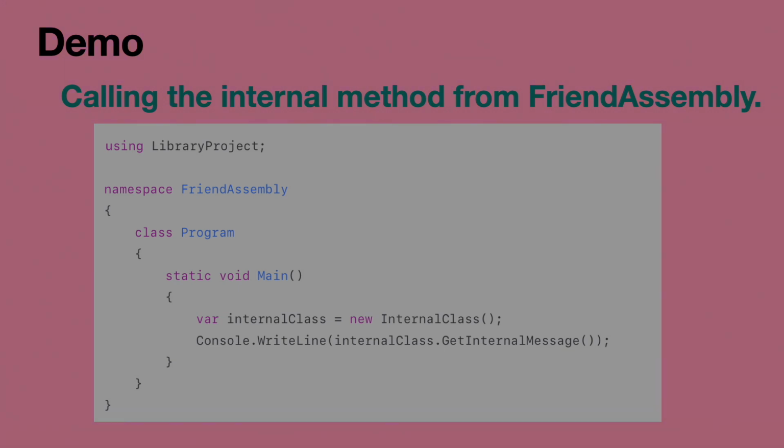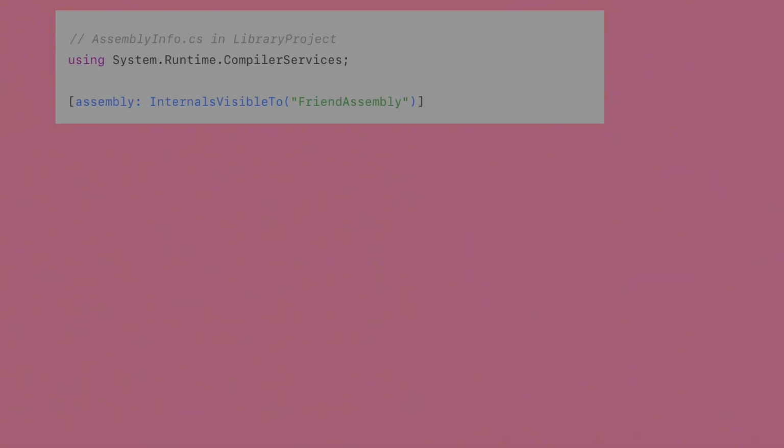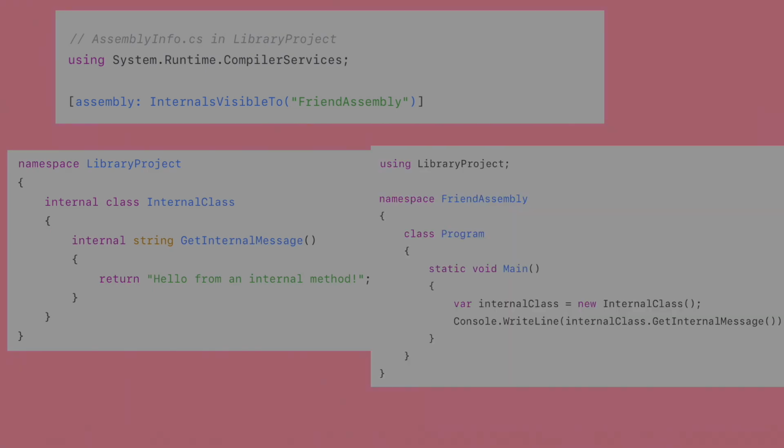Now what is happening here? The friend assembly, remember this namespace we defined in the InternalsVisibleTo attribute in the other class. Here, this internal class can be used from there. We can use InternalClass.GetInternalMessage. Again, this internal method is accessed easily. In a nutshell, first we defined this attribute, InternalsVisibleTo, and the friend assembly. This is the assembly name which gets the access.